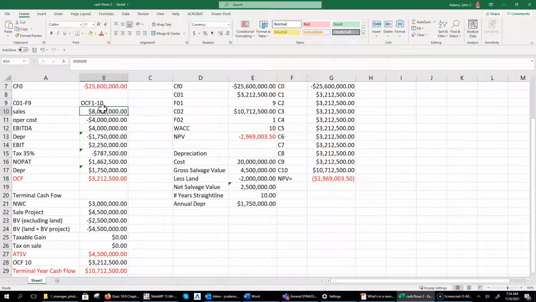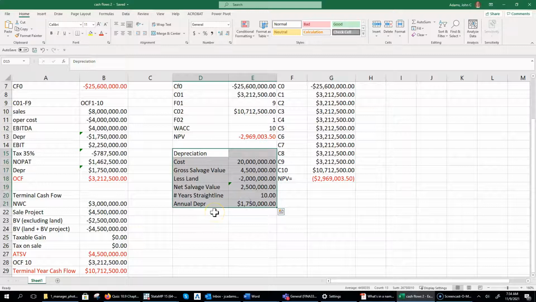And then we have the operating cash flows for the next 10 years. We're told sales are equal to $8 million. Operating costs are 50% of sales, or $4 million. So that gives us an EBITDA, earnings before interest, taxes, depreciation, and amortization, of $4 million. And then we need to calculate depreciation.